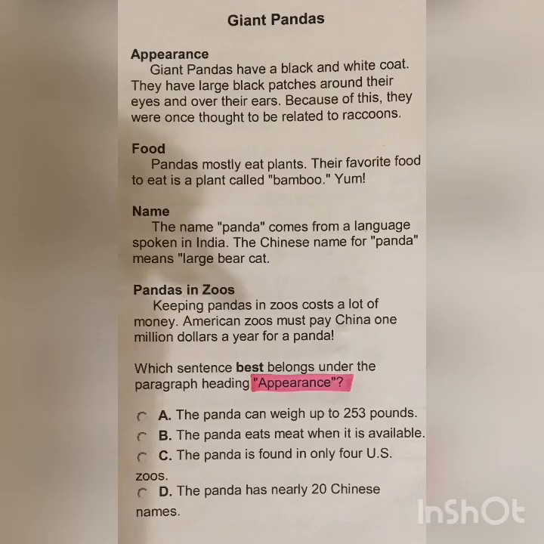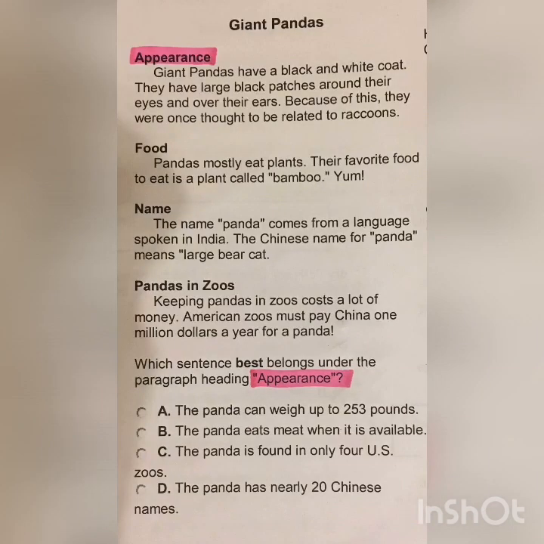So I'm going to highlight the word appearance so I know what I'm looking for. Then I'm going to highlight the heading appearance so I know which paragraph I should reread. When I reread it, I notice that the word appearance means how they look. So I'm going to write myself that note next to the word.